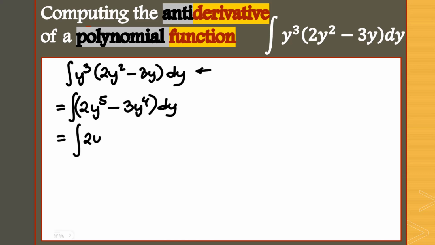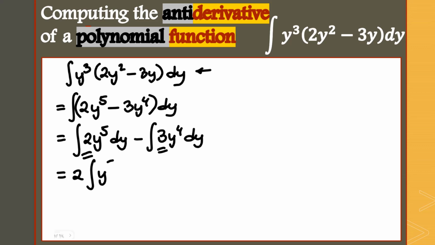You have the integral of 2y to the power of 5 dy and minus, because that's subtraction, the integral of 3y to the power of 4 dy. Now let's use the next rule, the constant multiple rule, taking out the constants: 2 integral of y to the power of 5 dy minus 3 integral of y to the power of 4 dy. So again, earlier it may look like a complicated example and some of us might think of other rules. It's just basically the sum and difference rule and the first two rules as well.